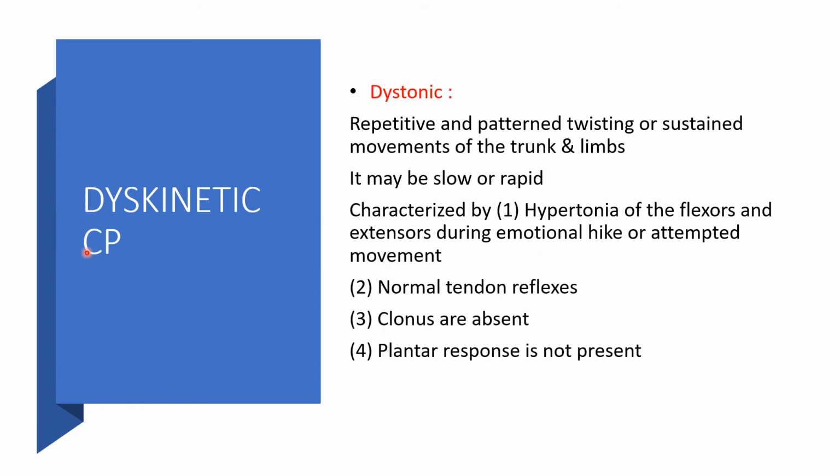Still on dyskinetic cerebral palsy, there is an entity known as dystonic. Here, there will be repetitive and patterned twisting or sustained movements of the trunk and the limbs. It may be slow, but sometimes could be rapid. These will be characterized by hypertonia of the flexors and extensors during emotional high or attempted movement. Okay, then also could be characterized by normal tendon reflexes, but clonus will be absent. Plantar response will not be present.